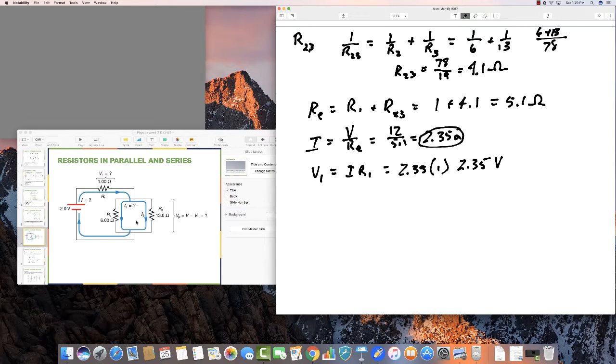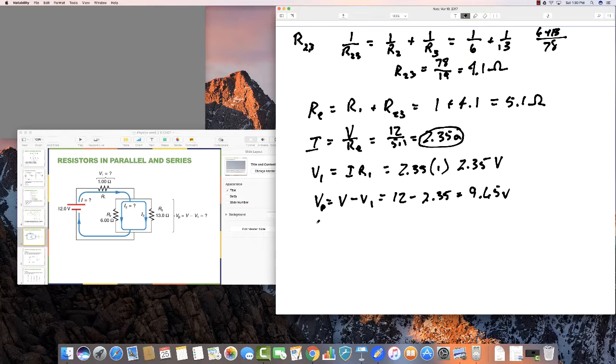And then it's asking what is the voltage across this parallel combination, Vp. Well, Vp is going to be V minus V1, which is going to be 12 minus 2.35, which is going to be 9.65 volts. Now what that tells you is that there are 9.65 volts across this resistance and 9.65 volts across this resistance, because when you enter a parallel, the voltage remains the same throughout.